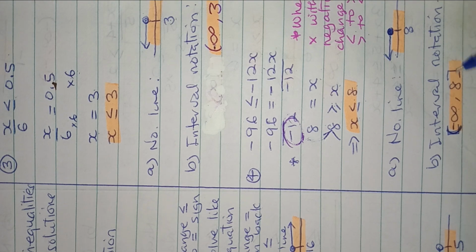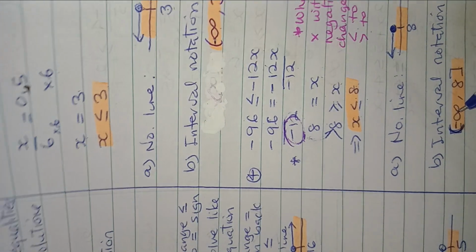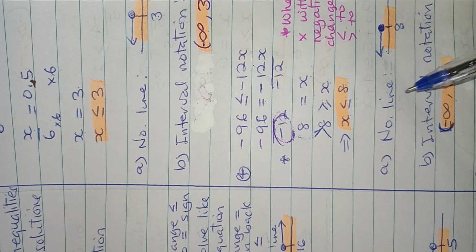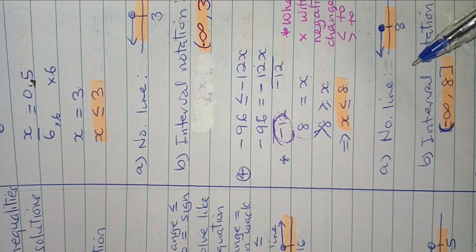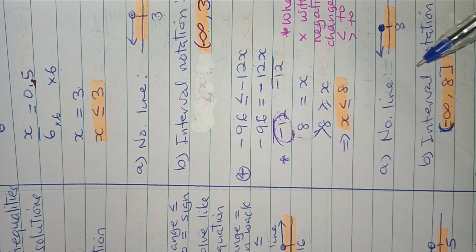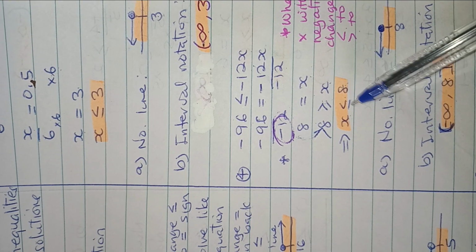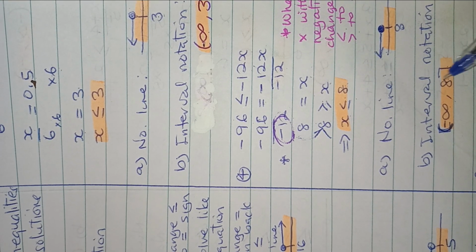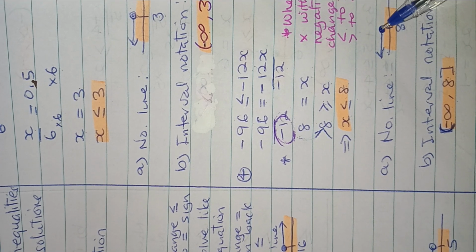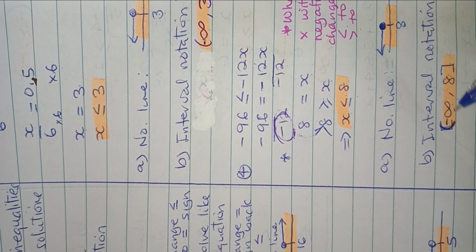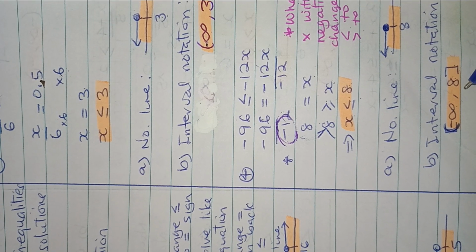Now for the brackets, we always use a round bracket with infinity, whether it's positive or negative, because we do not know the exact value of infinity. And with 8, we decide whether it's going to be a round bracket or a square bracket. And a square bracket means 8 is also a value of x. We get this from the solution, and also from the number line, from the shaded circle. So this is our solution in interval notation.